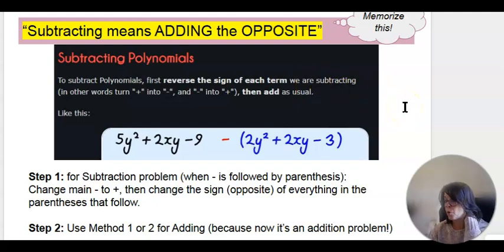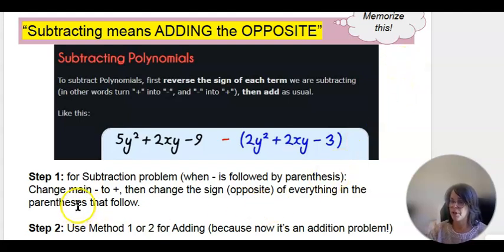Subtracting polynomials works a little bit differently, only because you have to remember what subtracting really means when we're talking about integers, positive and negative numbers. Subtracting means adding the opposite. That's important for you to remember, memorize it, but also to understand it.